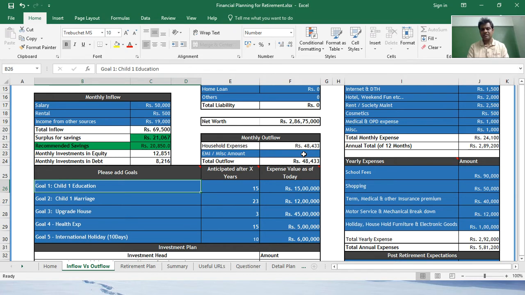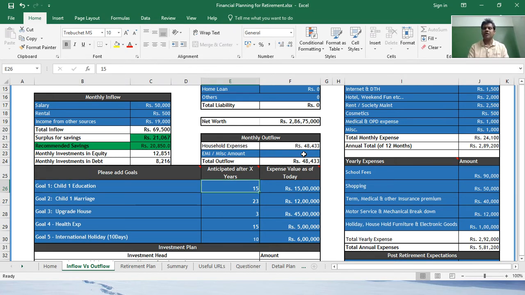So first of all, what is the goal? And from today, after how many years will it come? Let's say, for example, your kid is 3 years old. So at the age of 18 or 19, they will enter graduation. At that time you may require a big corpus. So from today, it is 15 years. And what is the value as of today? Let's say you have to get an admission into a similar kind of college, maybe after 10 or 15 years. So whatever that particular fee is approximately, you can enter it, if it is 12 lakh or 15 lakh rupees.